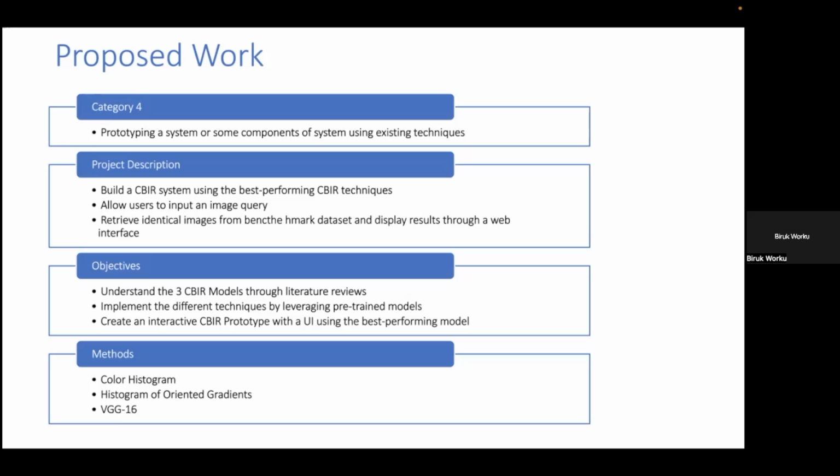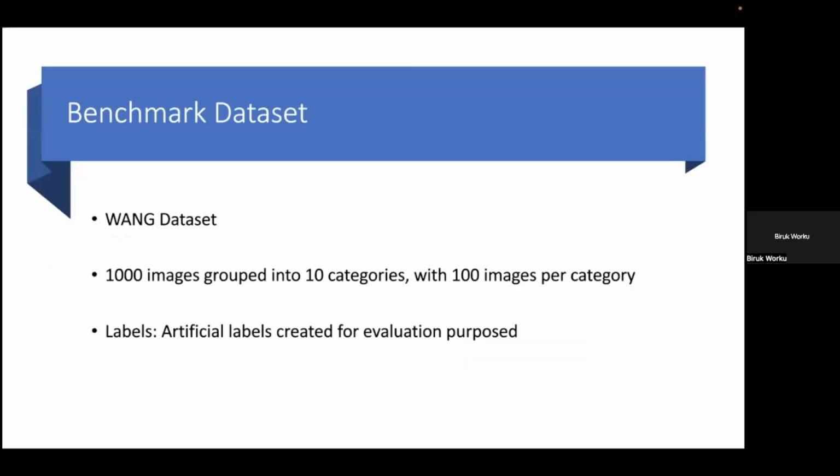So the benchmark data set we decided to use is the Wang data set, created by Jia Li and James Wang. This project uses the Wang data set for its prototype because it consists of 1,000 images grouped into 10 categories with 100 images per category. The image names are numbered from 1 to 1,000, with their names specifying the category they belong to.